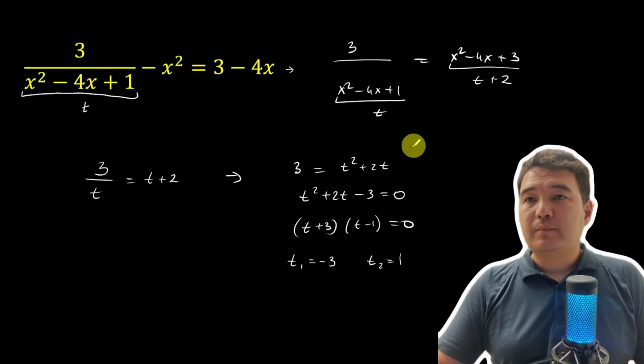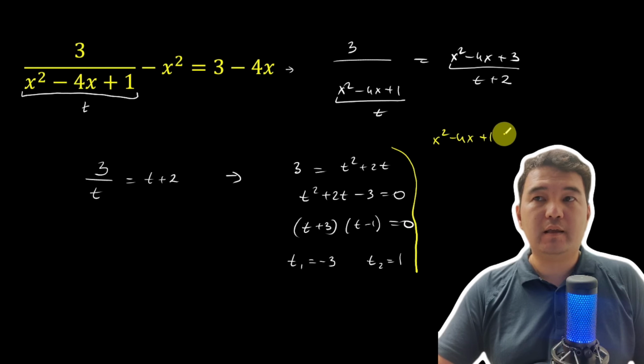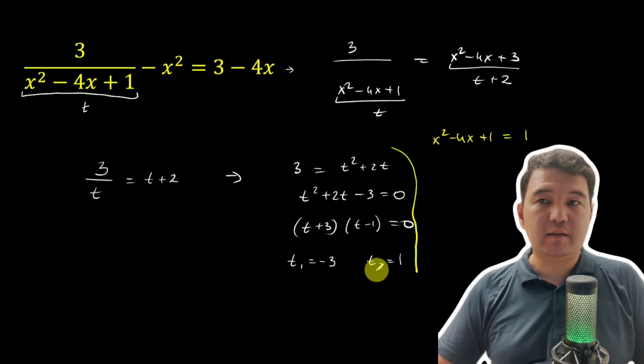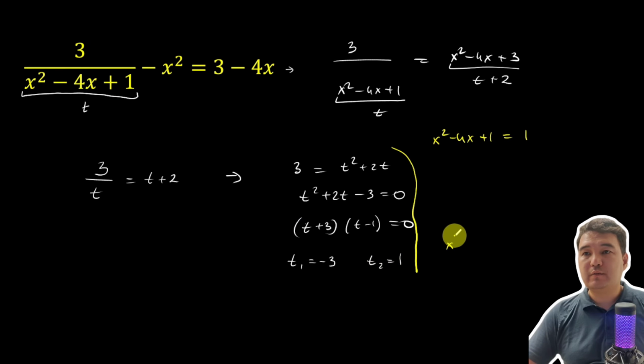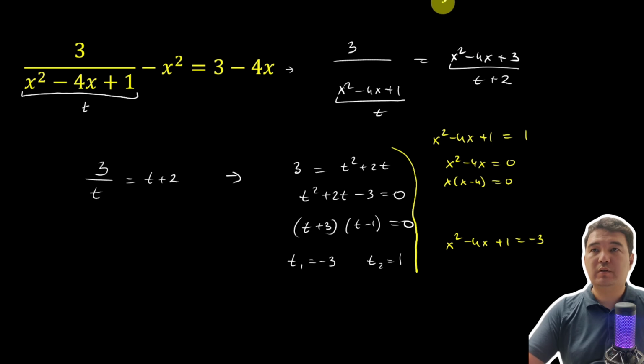Since we know that t is x squared minus 4x plus 1, we can set that equal to 1 in the second case, or x squared minus 4x plus 1 is equal to negative 3. So there are two ways. The first one looks very simple, so that's 0, and if you solve this equation, take out x, there are two roots. So the roots are x could be 0 and x could be 4.